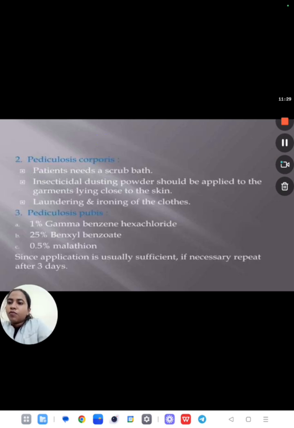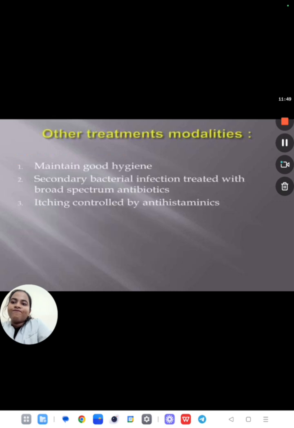Corporis needs a scrub bath. Insecticidal dusting powder is needed. Then laundering and ironing the clothes. Pediculosis pubis: 1% gamma benzene hexachloride, 25% benzyl benzoate, and 0.5% malathion. One application is usually sufficient; if necessary, we need to repeat after 3 days.